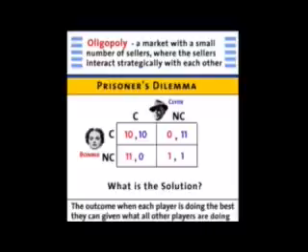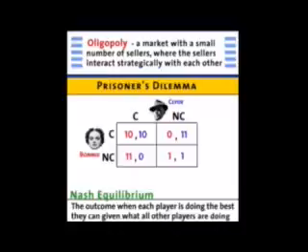So a Nash equilibrium is defined as follows. A Nash equilibrium is an outcome of the game where each player is doing the best they can given what all other players are doing. That is, when each player is giving a best response to the other player's best responses, then you have a stable situation. No one wants to change his or her choice.